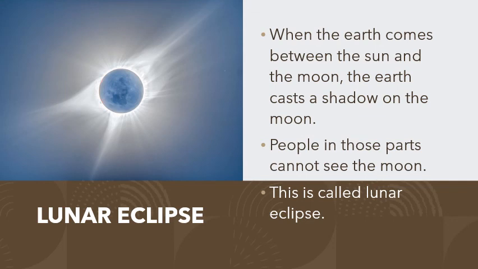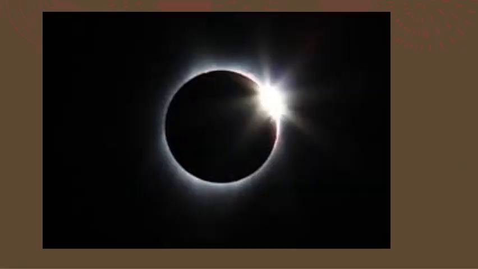I repeat again, when the earth comes between the sun and the moon, the earth casts a shadow on the moon. People in those parts cannot see the moon. This is called the lunar eclipse. Here is one image of the lunar eclipse. Now I hope you understood the solar eclipse and the lunar eclipse. It is just about the different placement of the sun, moon and the earth in a single line, and how they cast a shadow on each other. That is what the solar eclipse and lunar eclipse are all about.